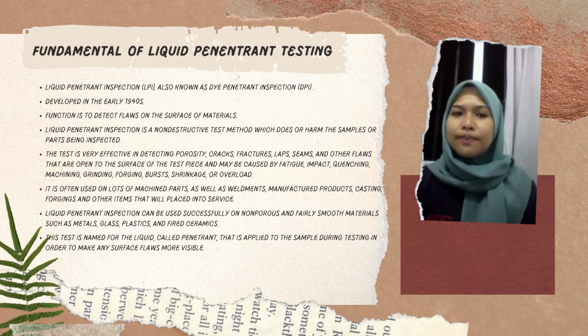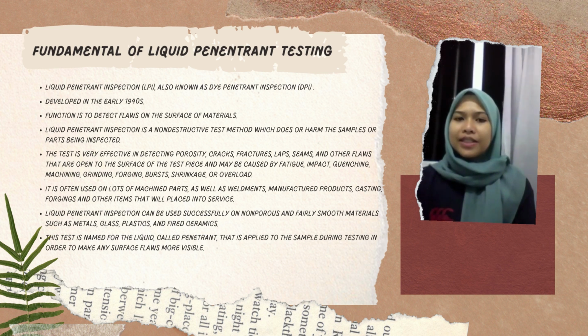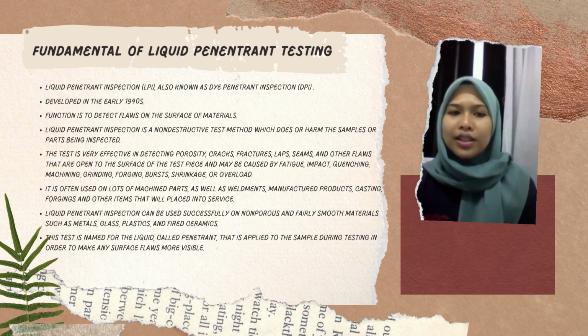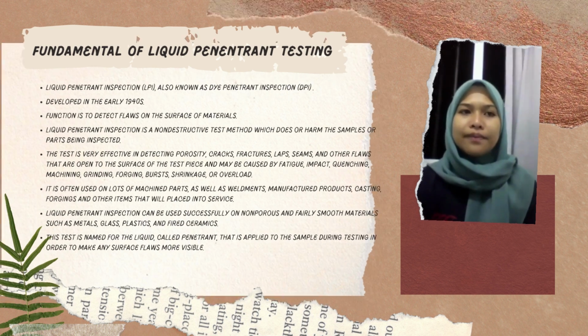surface of the test piece and may be caused by fatigue, impact, quenching, machining, grinding, forging, burst, shrinkage, or overload. It is often used on lots of machine parts, as well as weldments, manufactured products, castings, forgings, and other items that will be placed into service. Liquid penetrant inspection can be used successfully on non-porous and fairly smooth materials such as metals, glass, plastic, and fired ceramics. The test is named for the liquid colored penetrant that is applied to the sample during the test in order to make surface flaws more visible.